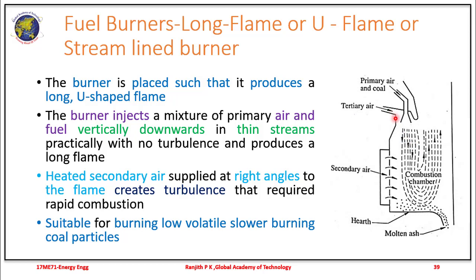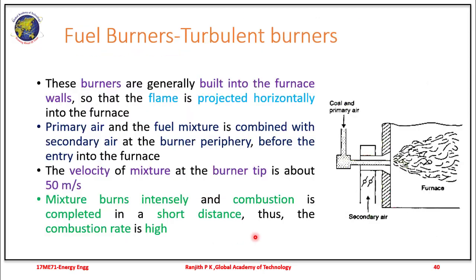In the long flame burners or the U flame burners, the burner is placed such that the flame that is produced is a long U-shaped flame. The burner injects a mixture of primary air and the fuel vertically downwards into thin streams, which produces a long flame. The heated secondary air is provided at right angles, which creates the necessary turbulence, and this is very suitable for burning low volatile coal particles.